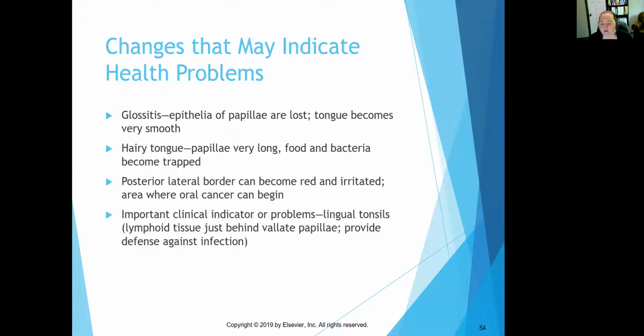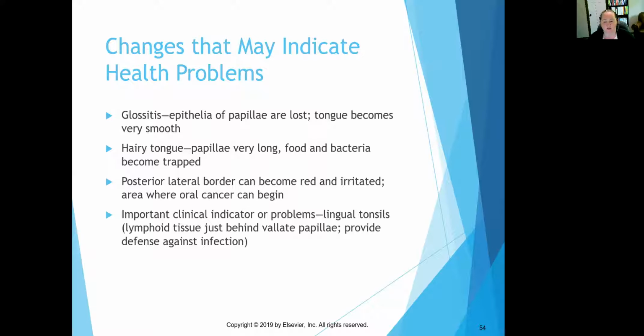Posterior lateral borders can become red and irritated. This is an area of oral cancer. It's an important clinical indicator to find these problems and know where the lingual tonsils are and where oral cancer is mostly found. Now, one huge indicator of an individual's health is their tonsils, right? Because it is lymphoid tissue.